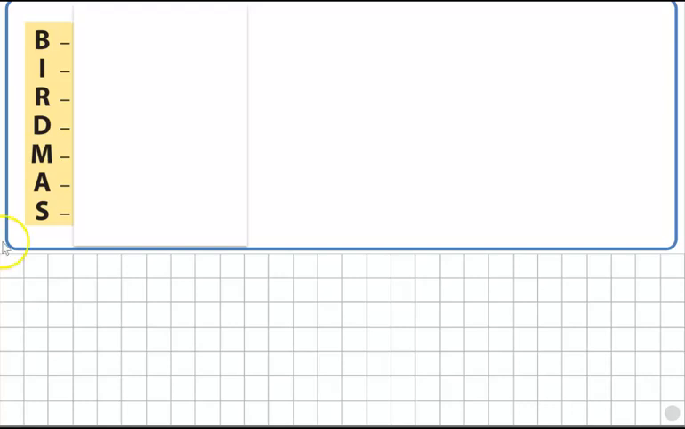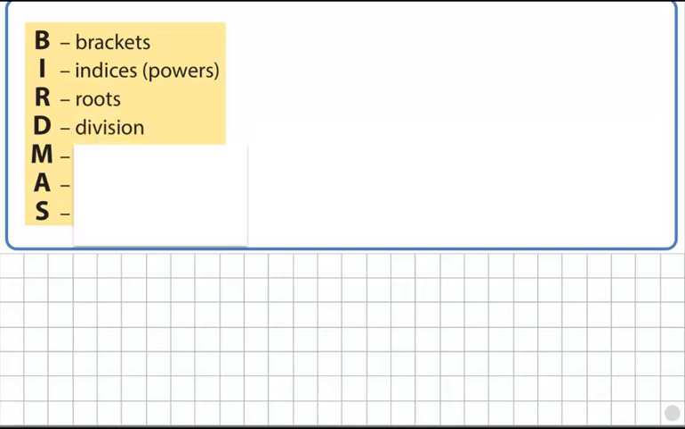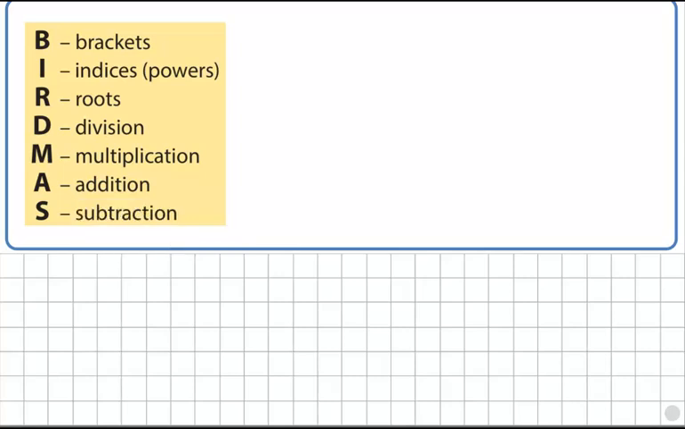So just a reminder, BIRDMAS: the B stands for brackets, the I stands for indices or powers, the R stands for roots, the D stands for division, the M stands for multiplication, the A stands for addition, and the S stands for subtraction. So, BIRDMAS.